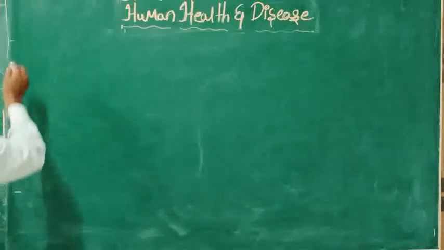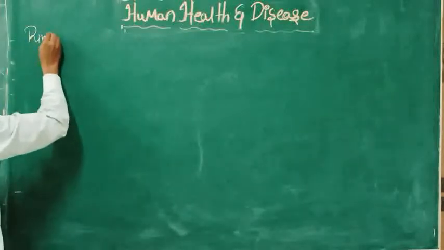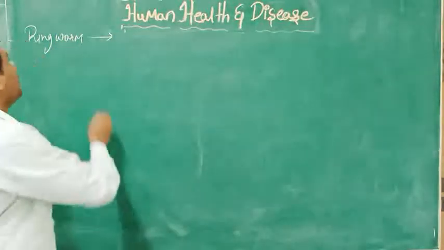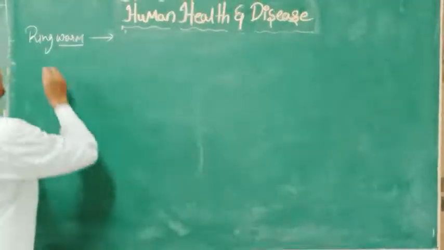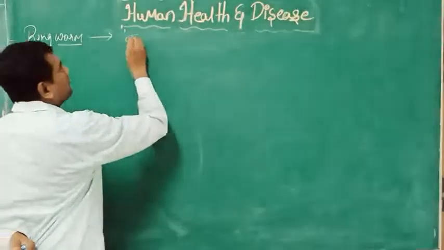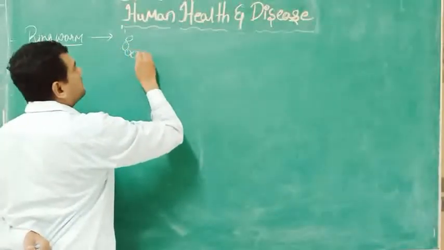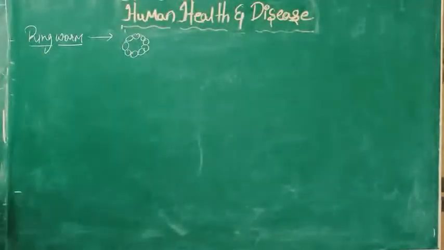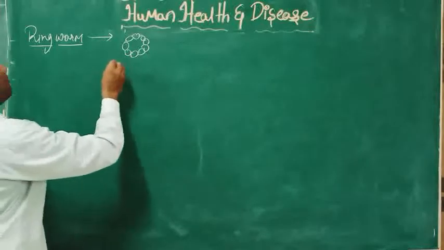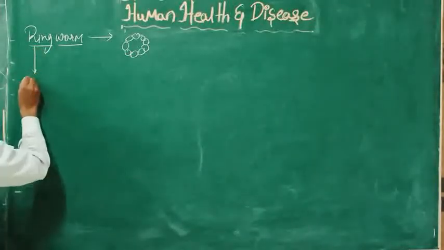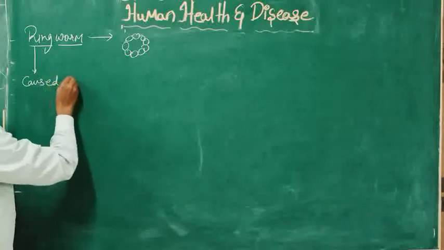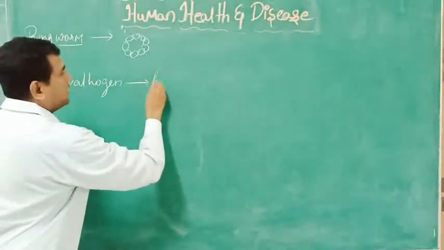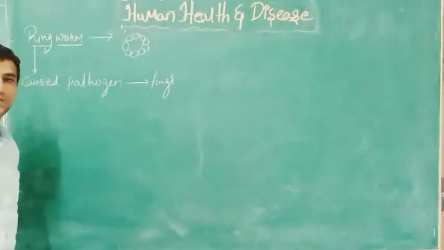Next one, ringworm. As you can see from the name, ring-shaped lesions will be formed on the body, so it is called ringworm. But this ringworm is caused by a fungal pathogen, you know. So plant species also cause this.